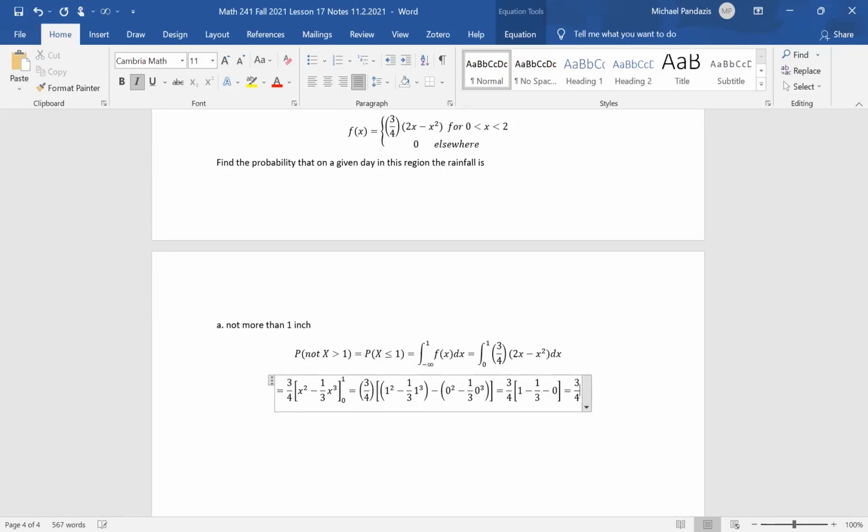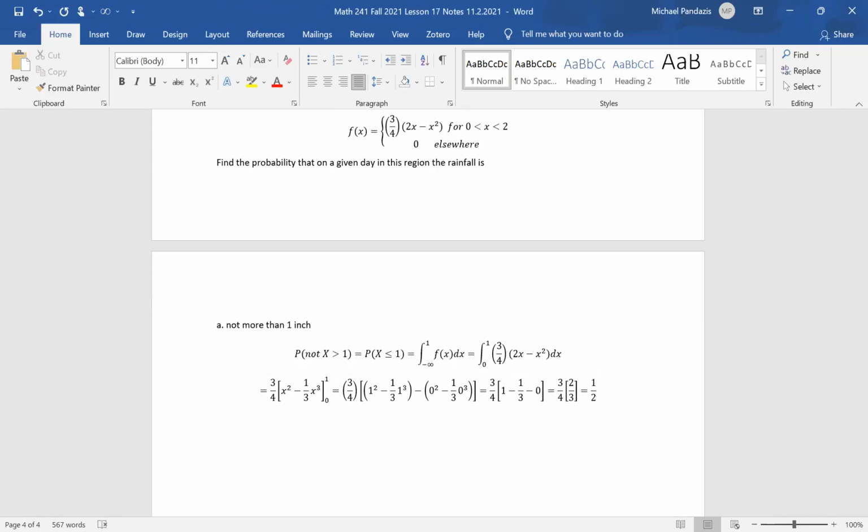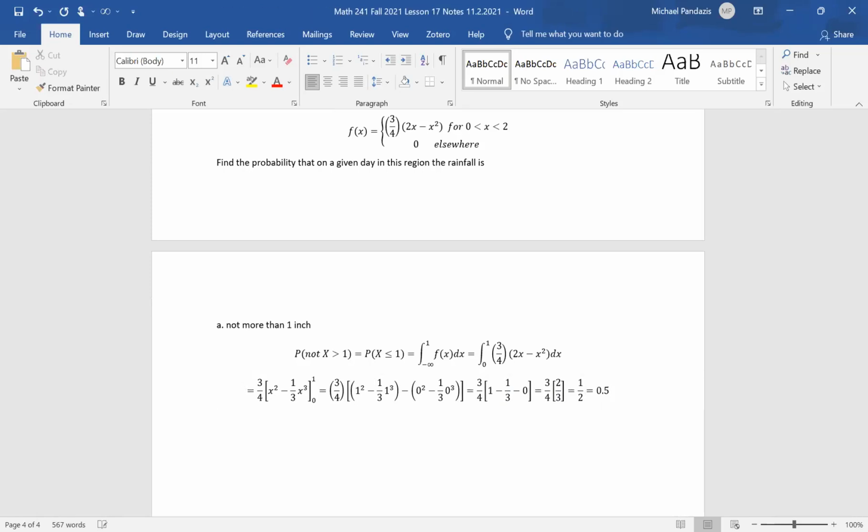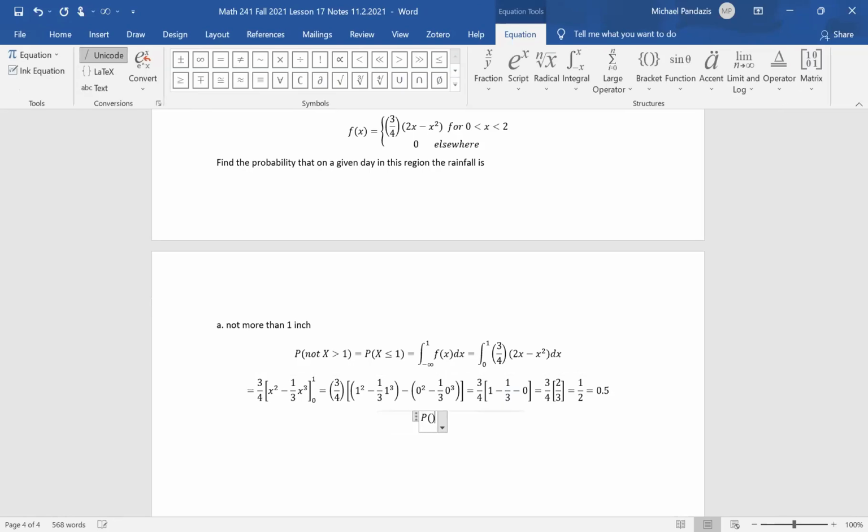This is equal to 3/4 times 1 minus 1/3 minus 0, which is 2/3. So 3/4 times 2/3, the 3's cancel, 2/4 is 1/2. So the value is 1/2. So the probability that the rainfall is not more than 1 inch is 1/2. As a decimal, it's 0.5.